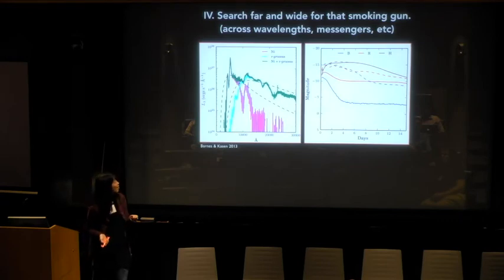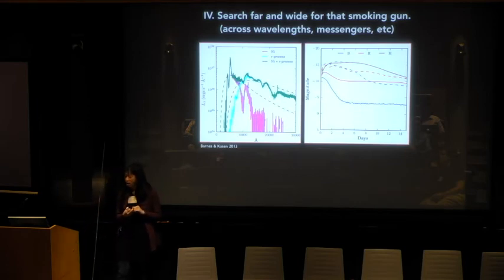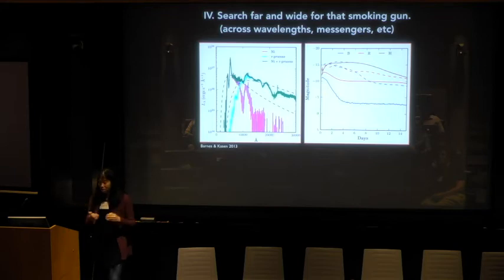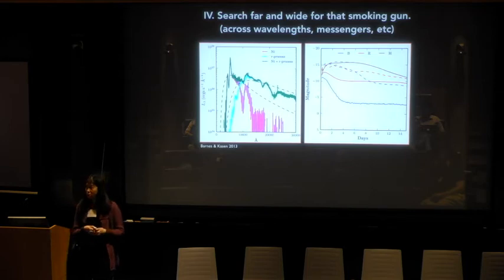Okay, lesson 4. Search far and wide for the smoking gun. I don't have to tell this audience that I know many people are thinking about what could be a smoking gun for the progenitor or progenitors of FRBs. And so I was just thinking about this. We had to wait for the LIGO detection to really get that smoking gun for short gamma ray burst progenitors.